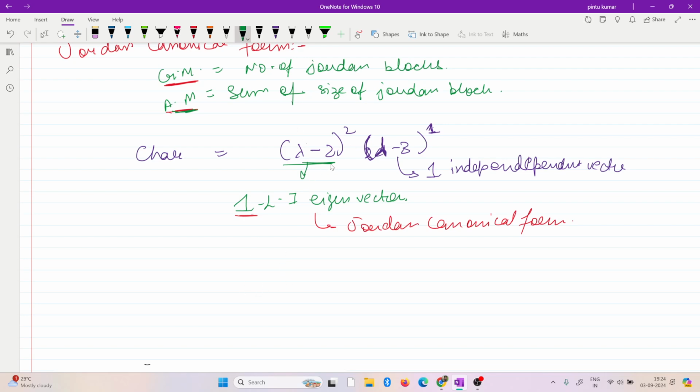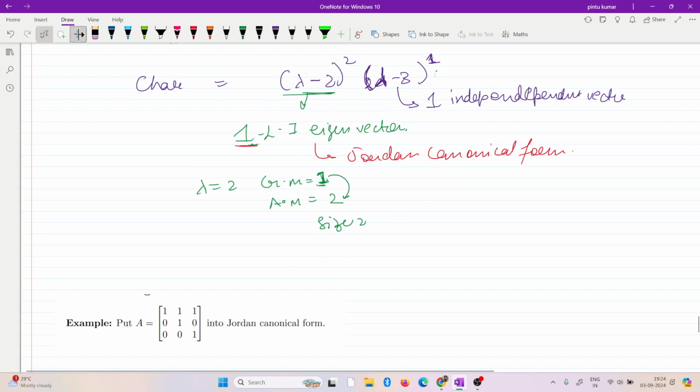So if you look at this example, because you have one linearly independent eigenvector for lambda equal to 2, your geometric multiplicity is 1 and your algebraic multiplicity is 2. So algebraic multiplicity gives you the sum of the sizes of the Jordan blocks, and geometric multiplicity gives you the number of Jordan blocks. So you will have one Jordan block of size 2. Here your AM and GM both are 1, so you will have one Jordan block of size 1. So how does the Jordan canonical form look?